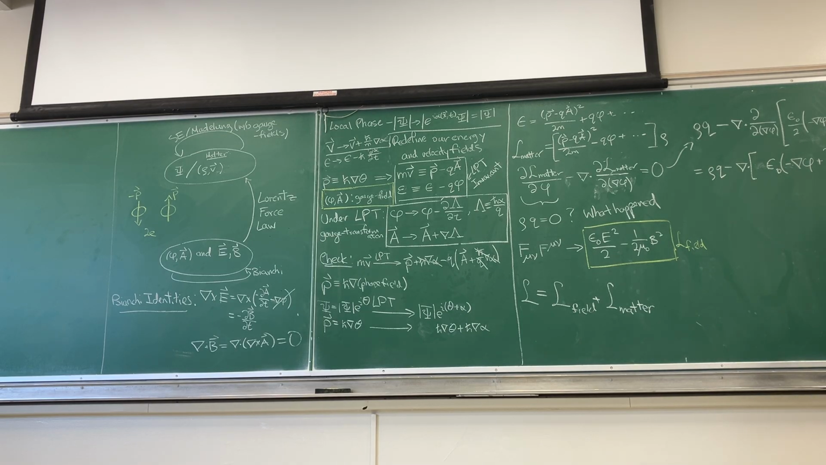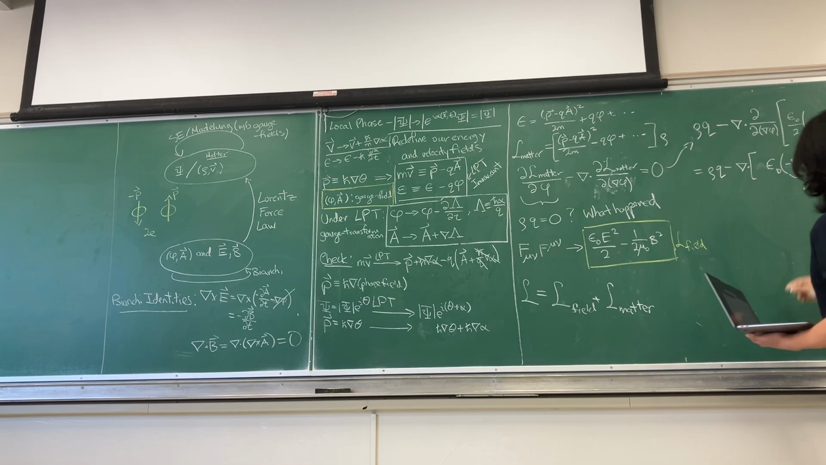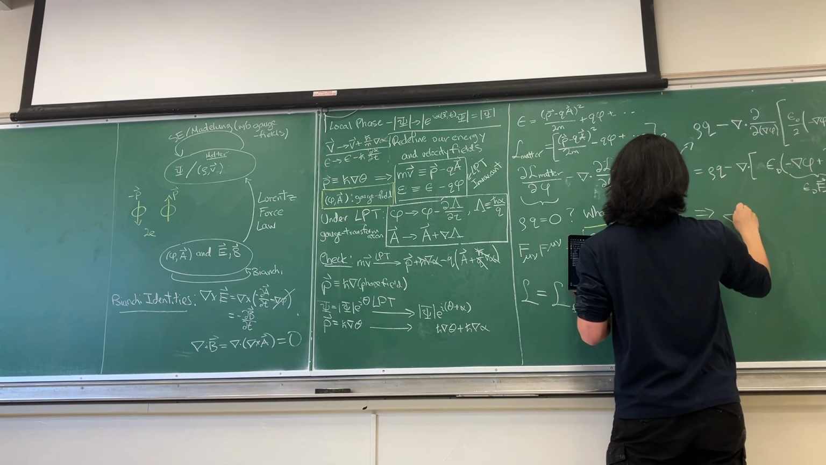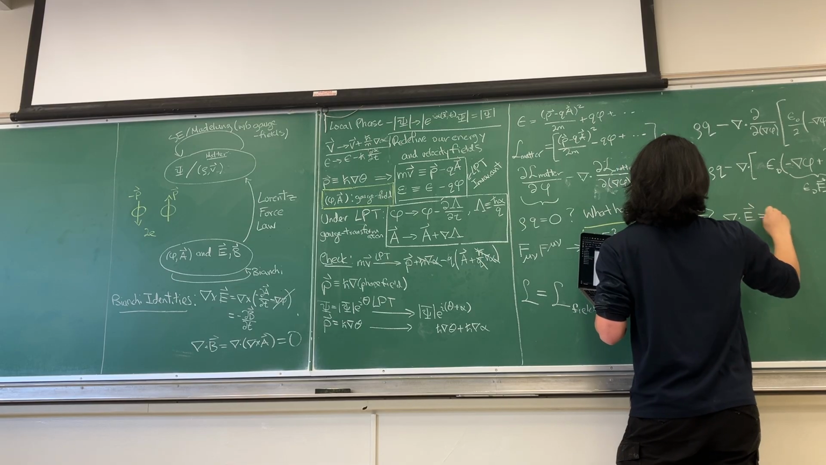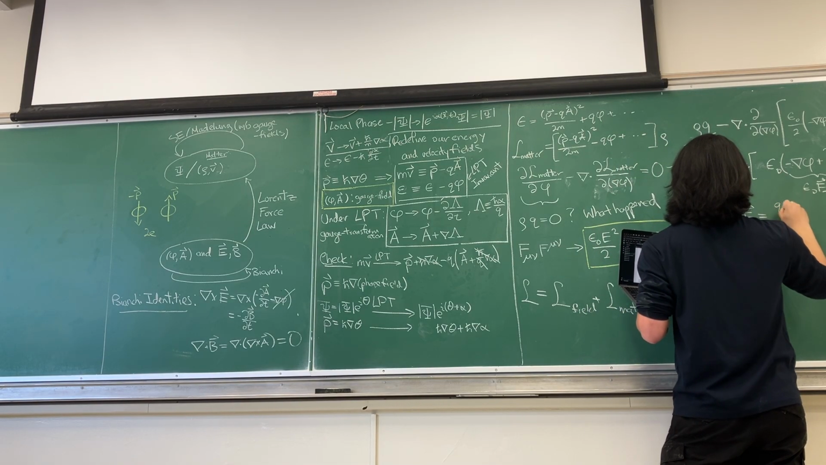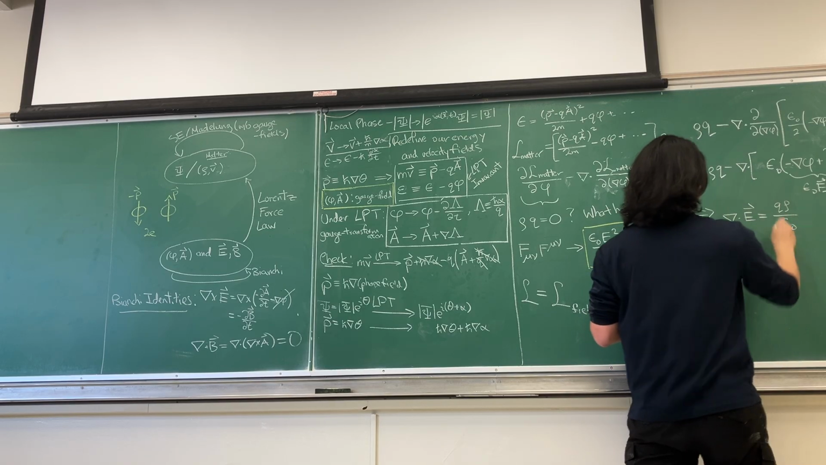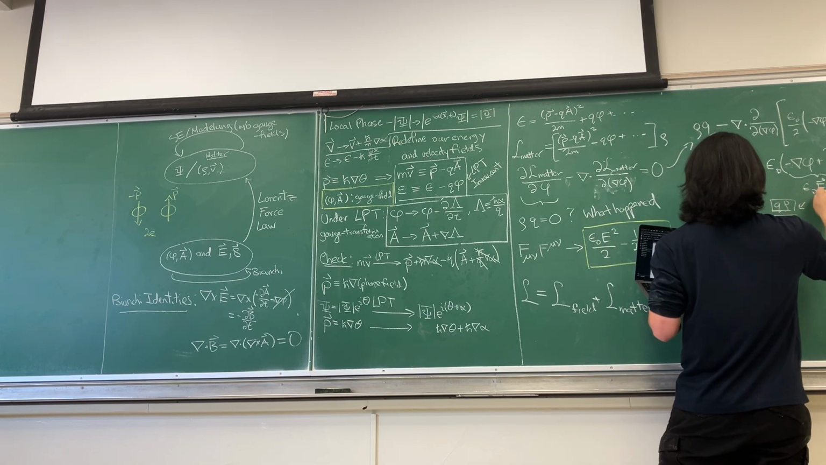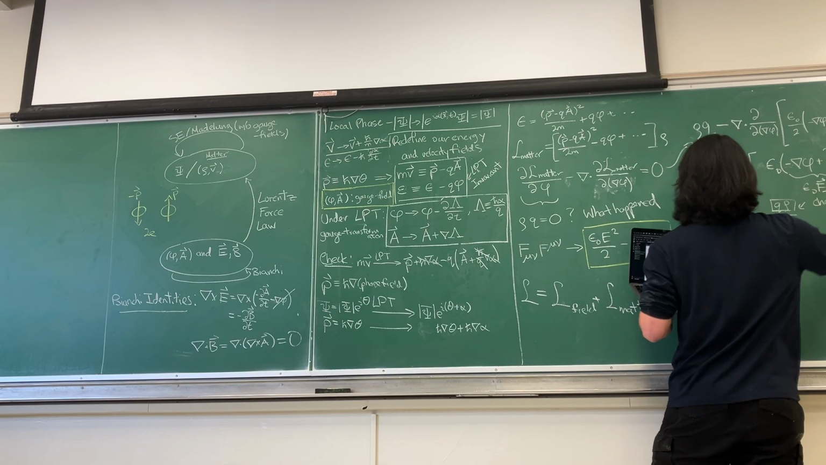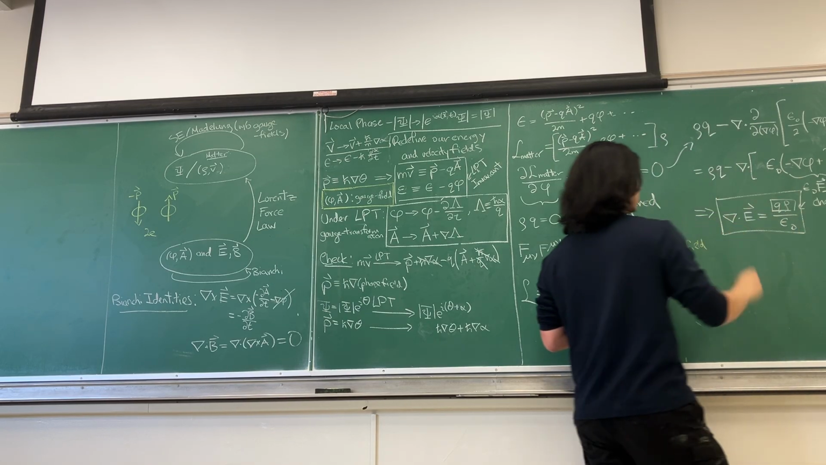Equals 0. So this is epsilon naught E, right? And so this gives me that divergence of E equals rho q over epsilon naught. So we identified this as charge density, which makes sense. And this is Gauss's law. Okay.